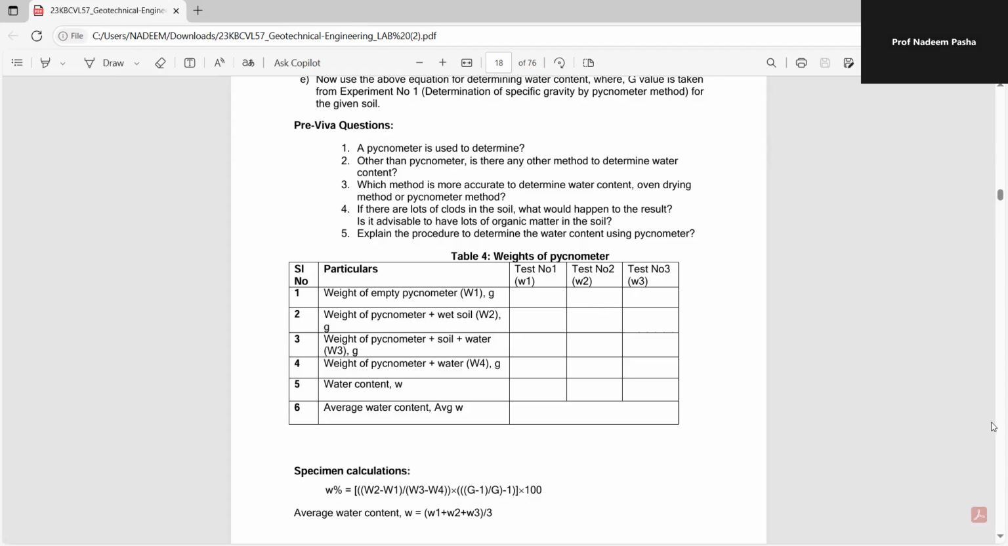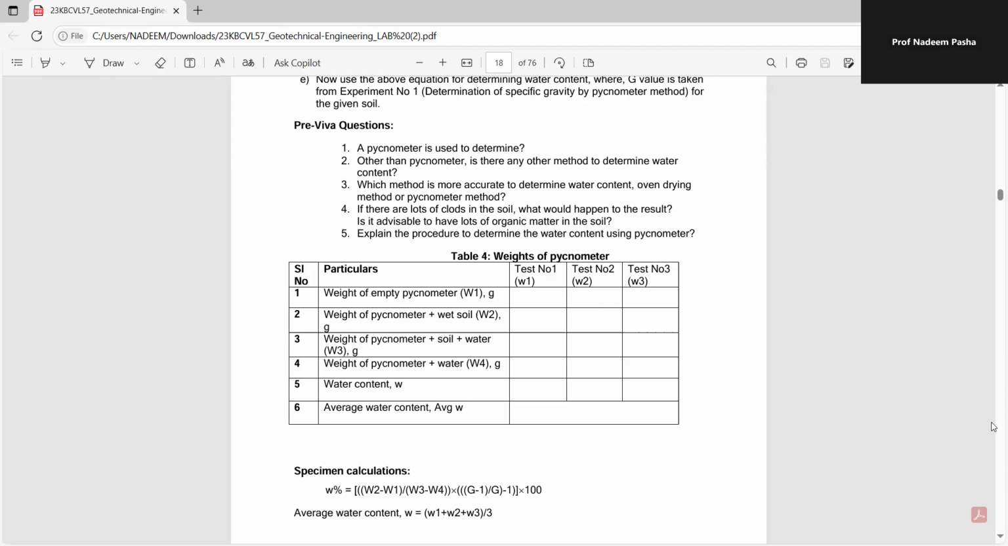After that, what you have to do? Explain the procedure to determine the water content using pyknometer. W4 is the empty weight of pyknometer filled with water. So the equation: the G value you can take from experiment 1.